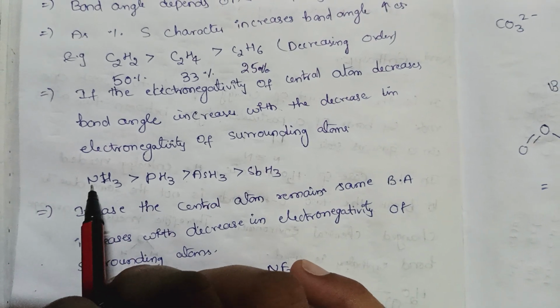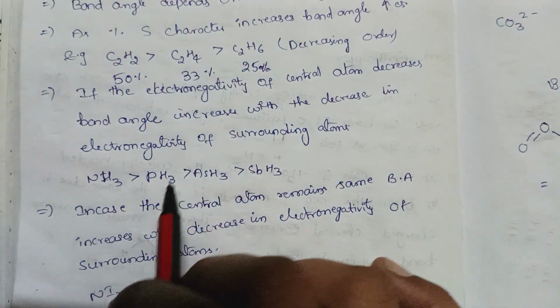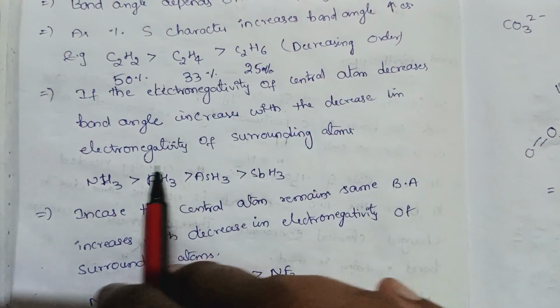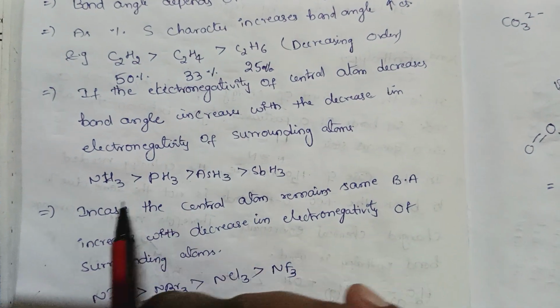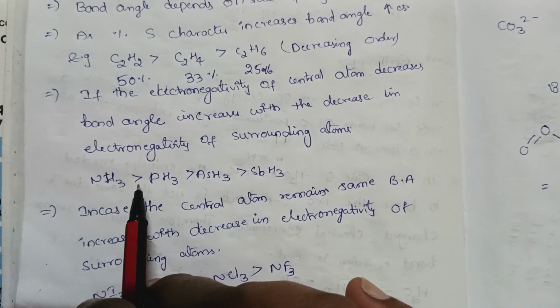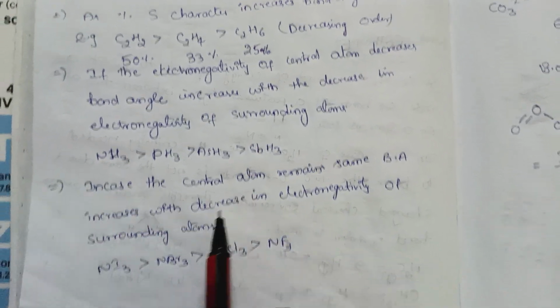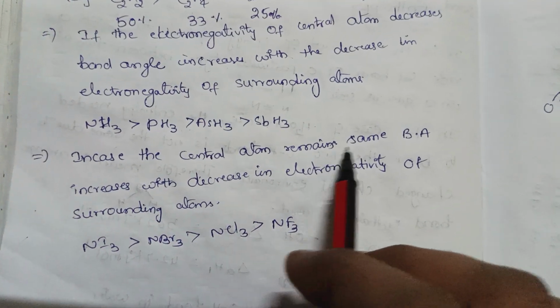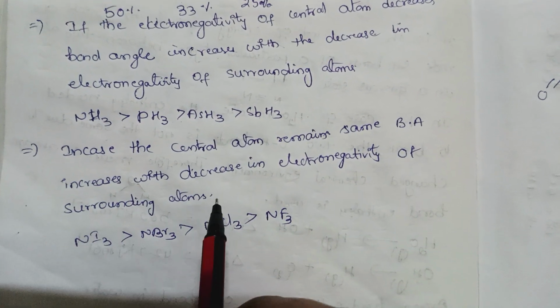So nitrogen has more electronegativity than phosphorus. As electronegativity increases, bond angle is less; as electronegativity decreases, bond angle increases. So nitrogen is more electronegative, and the bond angle is higher for NH3. In the case where the central atom remains the same, bond angle increases with decrease in electronegativity of the surrounding atoms.